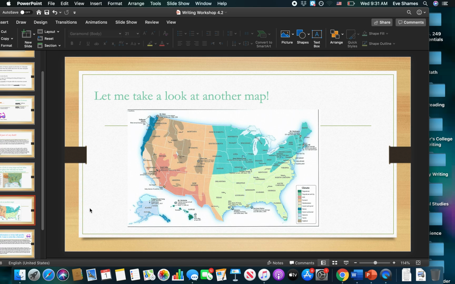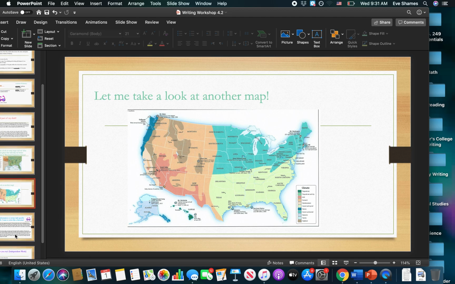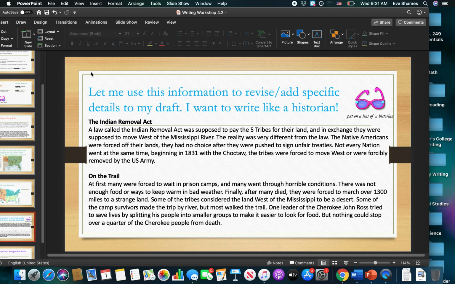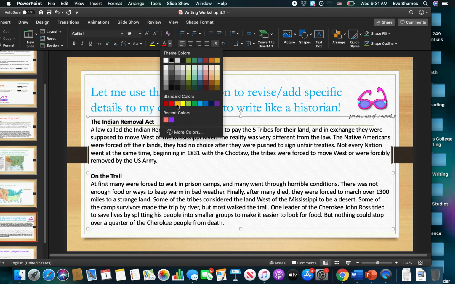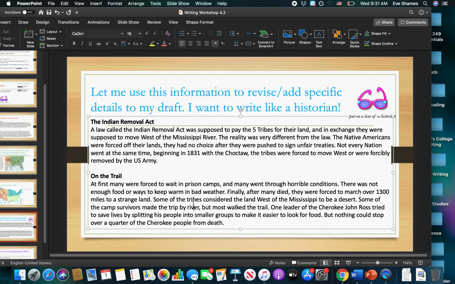So now let me use what I've learned from studying these maps, and I'm going to revise or add some more geographical details into my draft. So I noticed a lot of places in this section on the trail that I could add some details, and I think I'm going to do that in pink so you can really see the revisions I'm making.